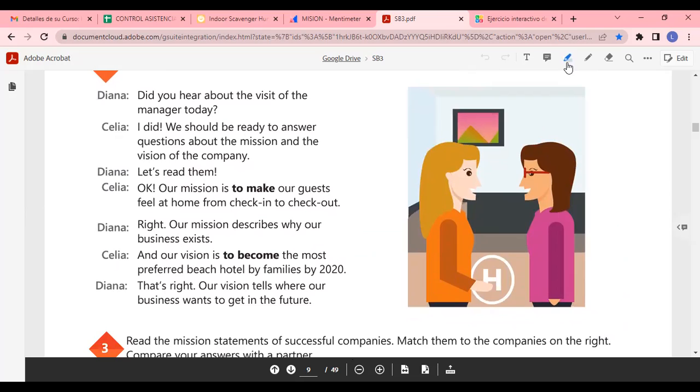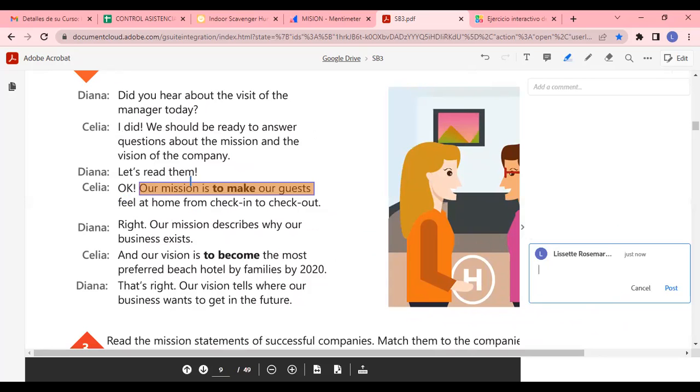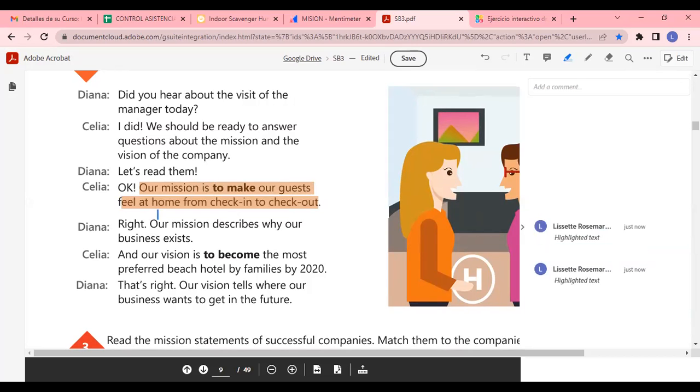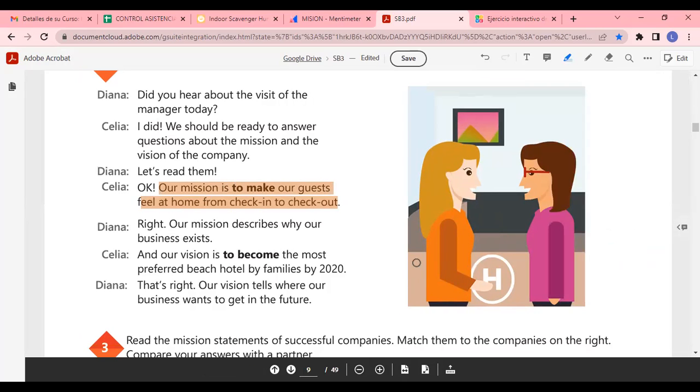And then, what is the mission one more time here? Can you tell me what is the mission? Everybody? Describe why our business exists. Okay. Or maybe here, look. Our mission is to make our guest. Our guest. Repeat, everybody. Guest. Yes. Feel at home. Can you imagine that? ¿Se imaginan un hotel like that? That you are like your house? And then what is the vision of this conversation in the hotel? The vision.